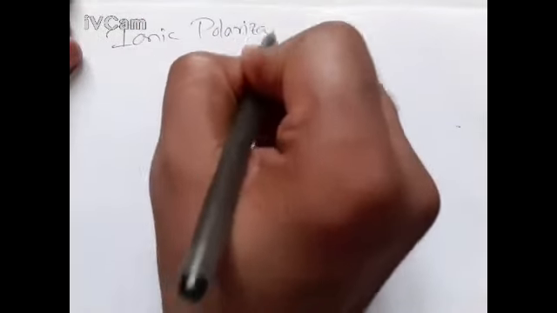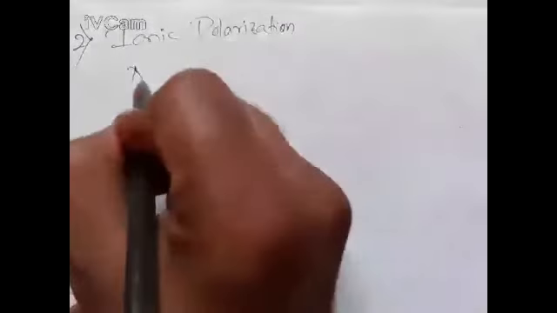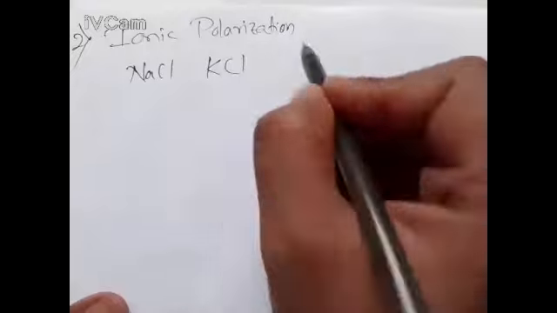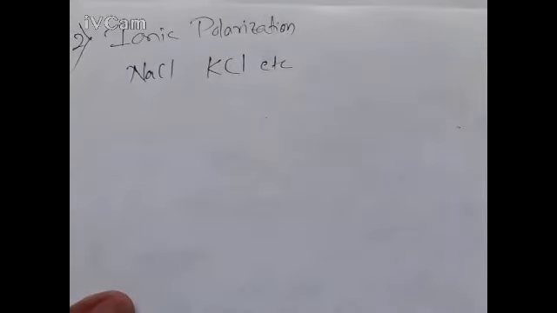Now the second type. What is the second type of polarization? The second one is ionic polarization. The name says it is ions, so there should be ions inside the material. For example, salts like NaCl or KCl. When I take these salts in water, they will dissociate as ions. Such materials we should take, but we are not taking water, only the direct whole material.